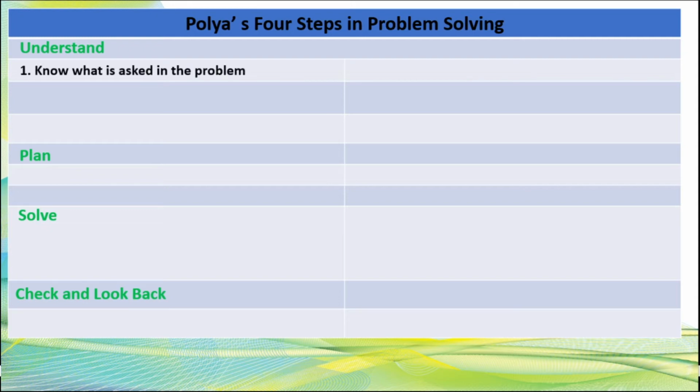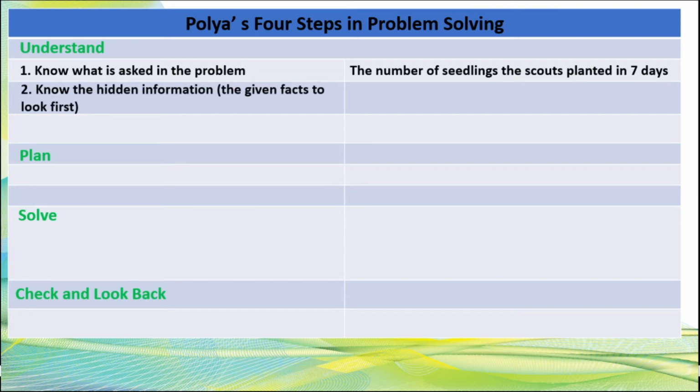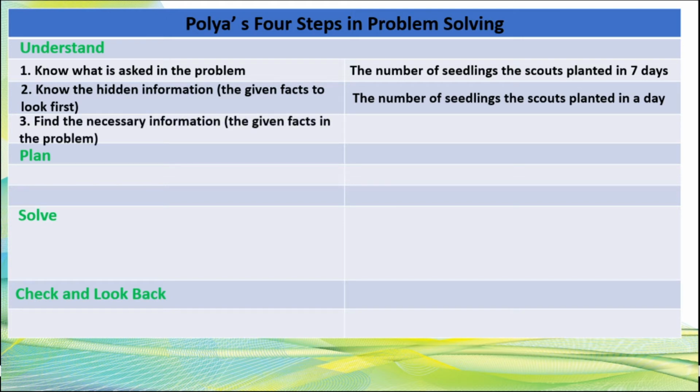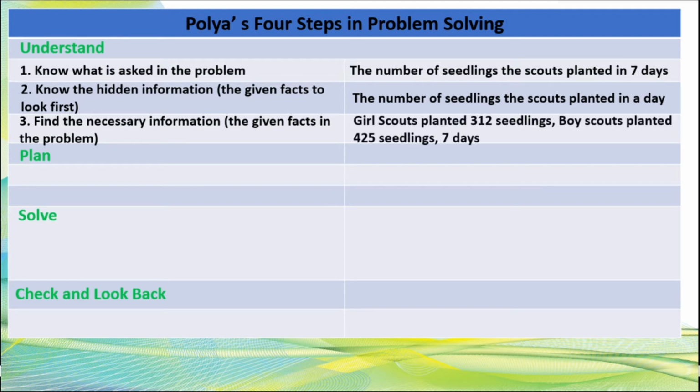So number 1, know what is asked in the problem: the number of seedlings the scouts planted in 7 days. Know the hidden information or the given facts to look first: the number of seedlings the scouts planted in a day. Find the necessary information or the given facts in the problem. Girl Scouts planted 312 seedlings. Boy Scouts planted 425 seedlings in 7 days.